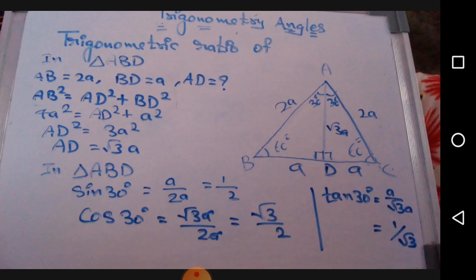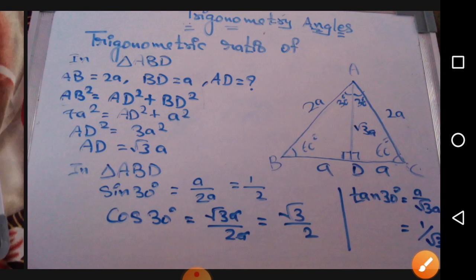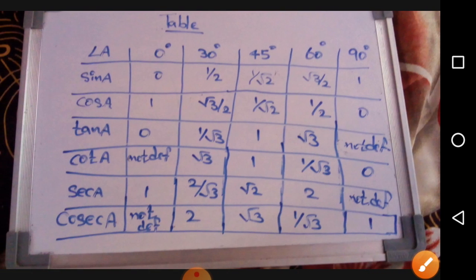Thus we get this one. And similarly you can move with 60 degrees. In case of 60 degrees, sine 60 is, as I have not written here, so you can derive it yourself. Sine 60 is opposite side by hypotenuse, that is root 3a by 2a, that is root 3 by 2. Similarly, you can proceed with cos 60, that is adjacent side by hypotenuse, that is a by 2a, nothing but 1 by 2. And here is the table for the same.